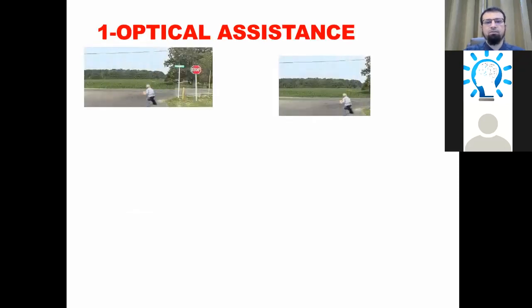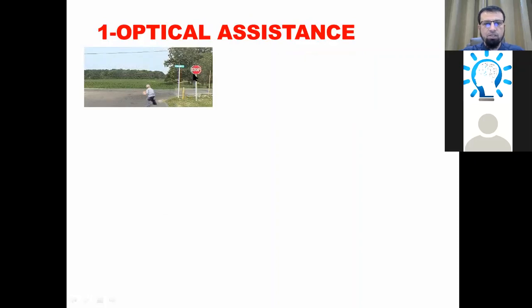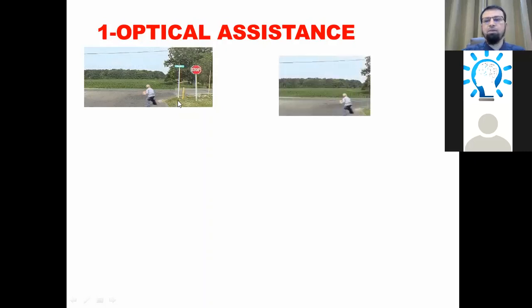Okay, look at this picture. This patient, because he has right hemianopsia, could not see the stop sign. This is the original view, the original picture. This patient has hemianopsia. He cannot see the right. Then what happened? Part of the picture disappeared.